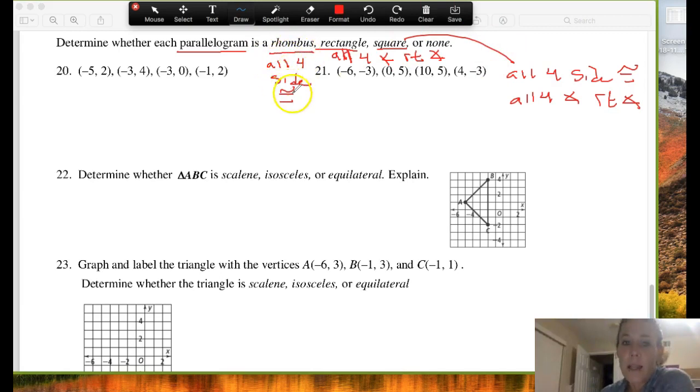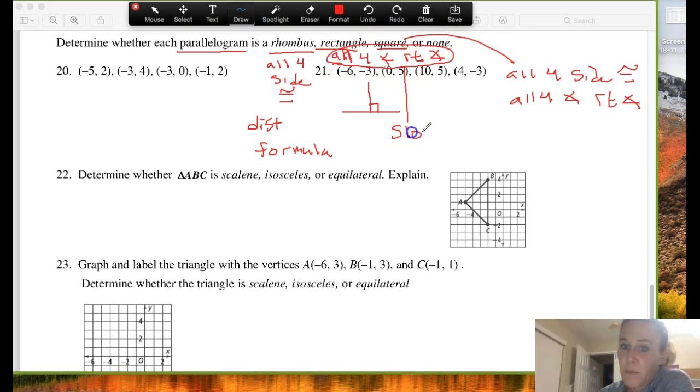So to show all four sides are congruent, you would need distance formula. Distance formula between each side would tell you if all four sides are congruent. To show all four angles are right angles, well, you know right angles meet, or two lines meet at perpendiculars, they're right angles. So how do you tell if they're right angles? Well, if they have opposite reciprocal slopes. Perpendiculars have opposite reciprocal slopes. So to check the angles, you're going to check the slopes to see if they are opposite reciprocal.